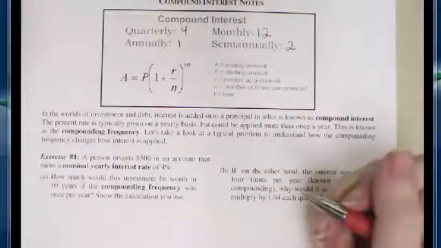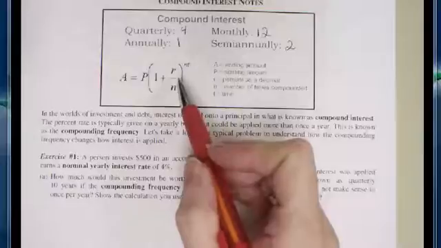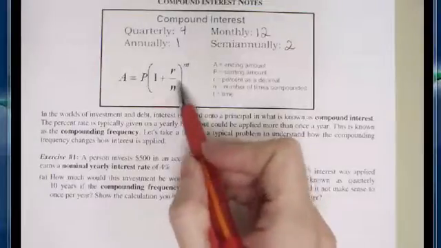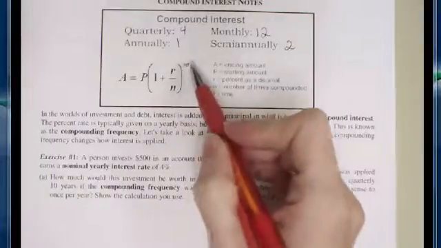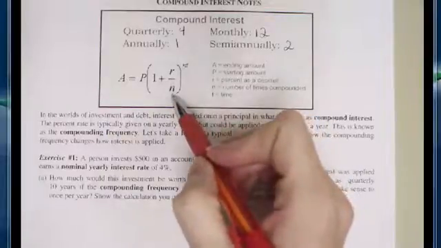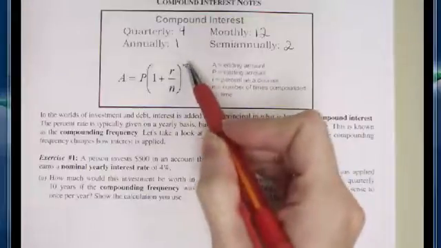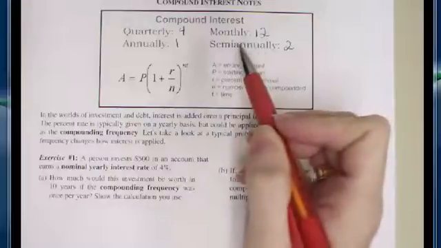Semi-annually, twice a year. The formula looks very similar to what we have been working with, but now look, divided by n and times n up here. So you're taking the rate, dividing it by how often you're checking in, and you are now checking in that many more times, so it's n times what the original time frame was.